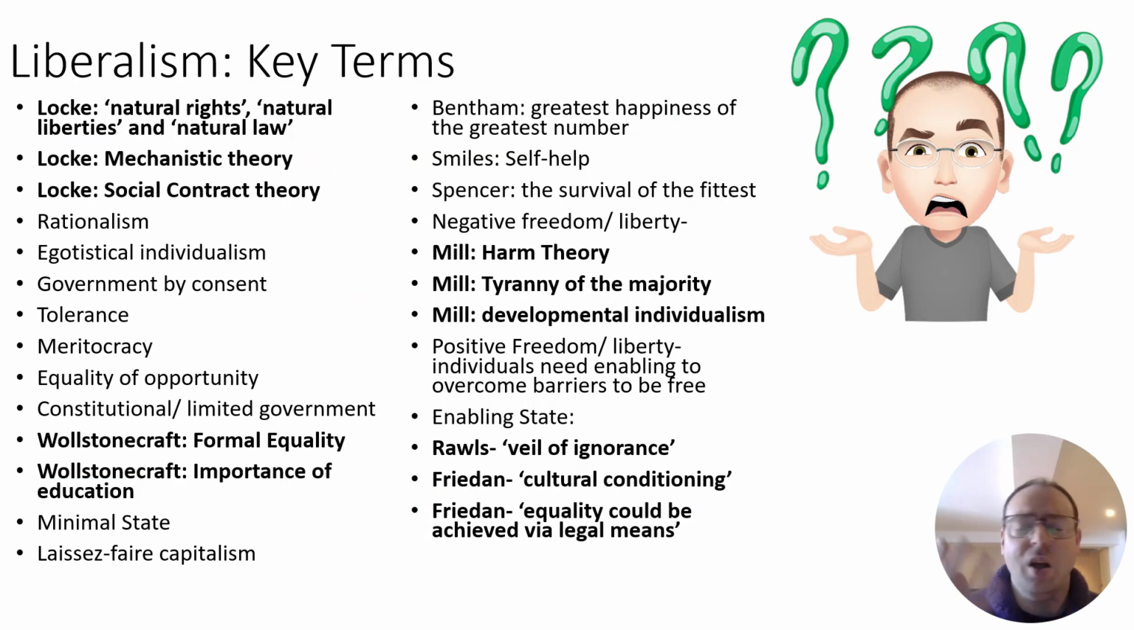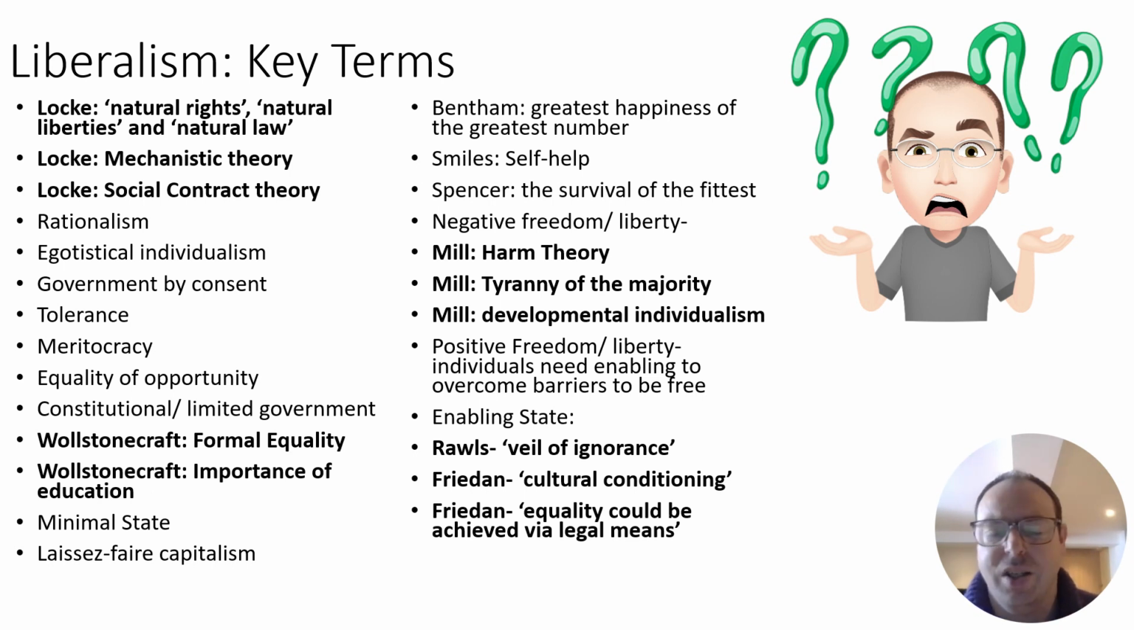Then on this screen, I've got a load of key ideas that you might want to make sure that you're okay with. The ones that I've put in bold are ones that are linked to the key thinkers. You must use at least 3 of the 5 key thinkers in any essay that you do to reach the higher levels. So make sure you know your Locke, your Wollstonecraft, your Mill, your Rawls, your Friedan to back stuff up. So you've got things like Locke says that within nature there are natural rights, natural liberties, natural laws.